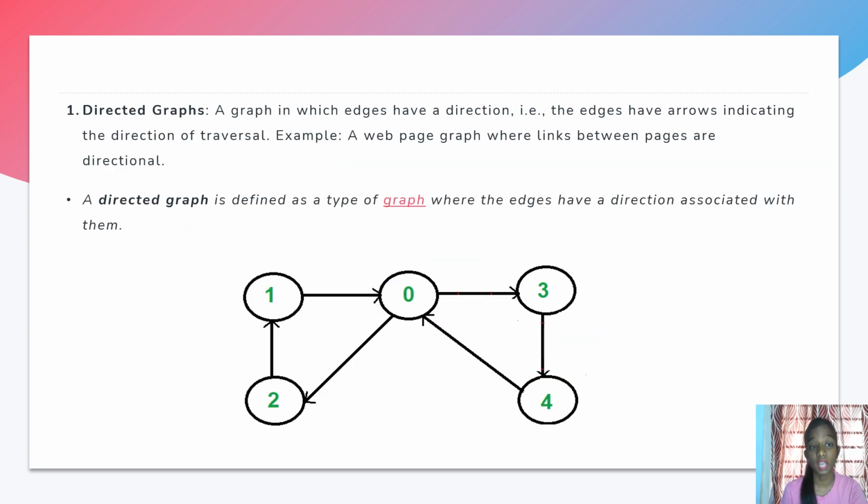Now we'll see the different types of graphs. First is the directed graph. A directed graph is a graph in which edges have directions. The edges have arrows indicating the directions of traversal, as in a web page graph where links between pages are directional. It is defined as a type of graph where the edges have a direction associated with them.